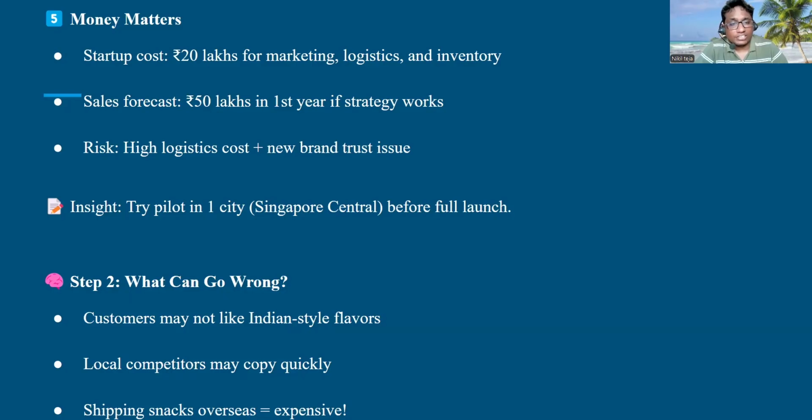The second assumption is that local competitors may copy quickly. This is not an assumption, it is for sure. Why? Because competitors may copy your brand idea and your snacks idea. Next, shipping snacks overseas can be expensive. That may be one of the things which may go wrong, right? So these are the things which may go wrong.